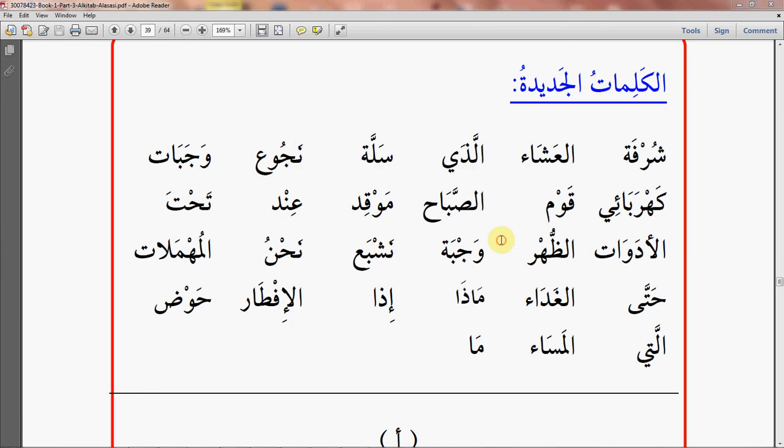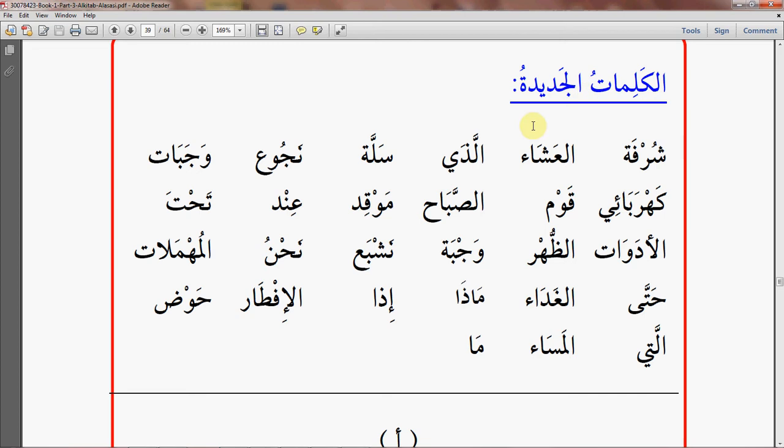Here is the second part of lesson 16 of Alkitab Alasasi, the third part of book 1. Inshallah, we're going to carry on our lesson. We read the lesson already in the first part. Now we're going through the new vocabularies.